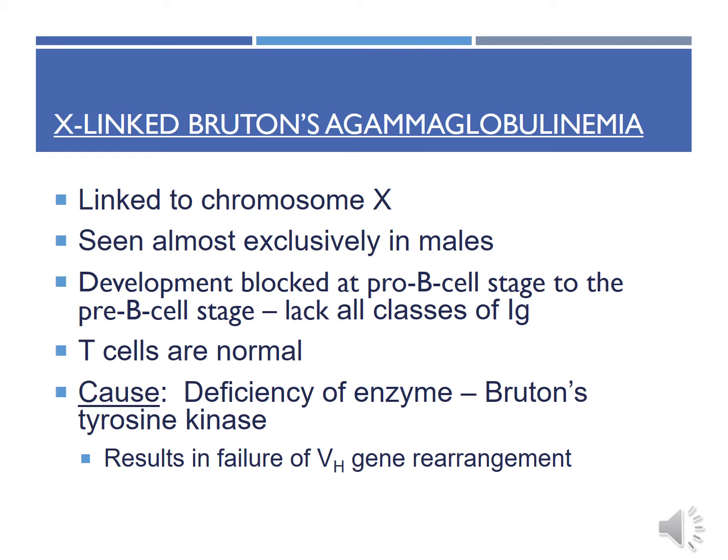If you go back to one of our previous lectures, when we went through the gene rearrangement process in B cell maturation, this variable gene does not get added. So this is what causes X-linked Bruton's agammaglobulinemia.